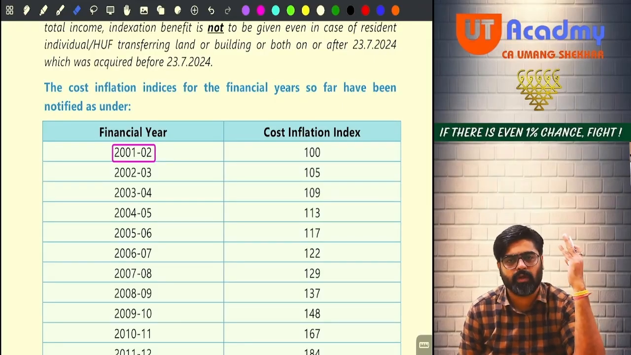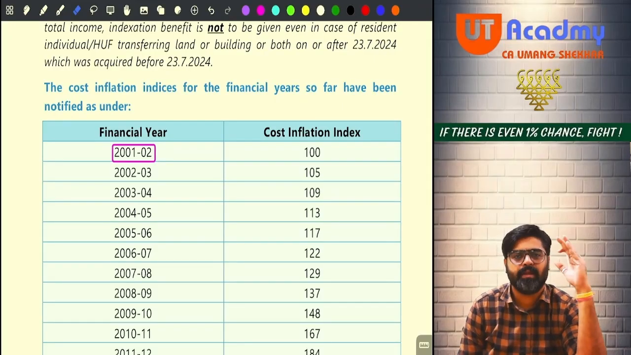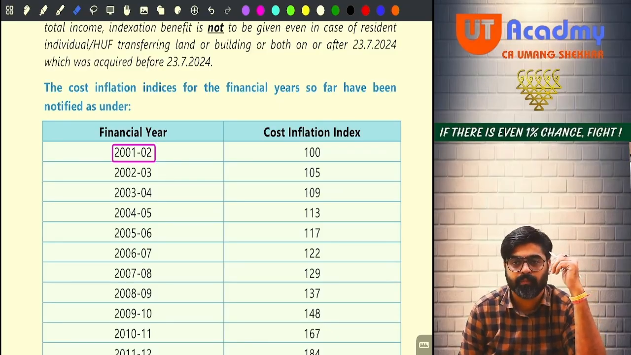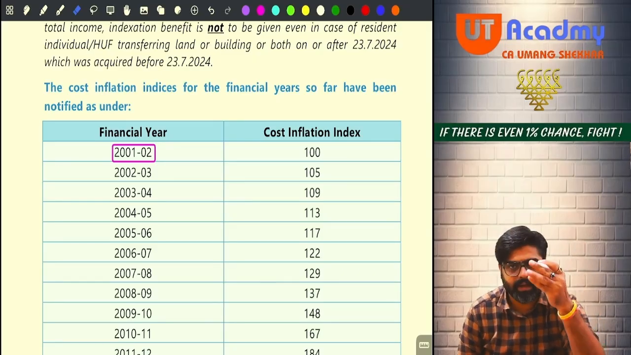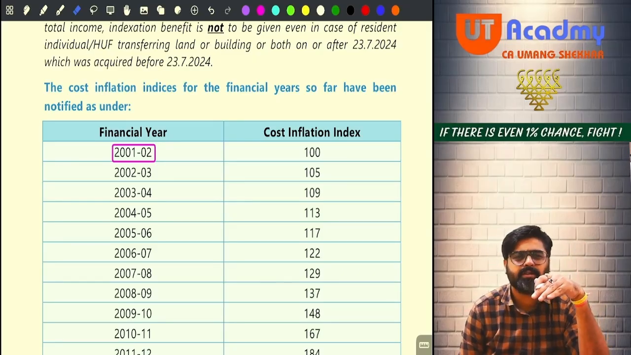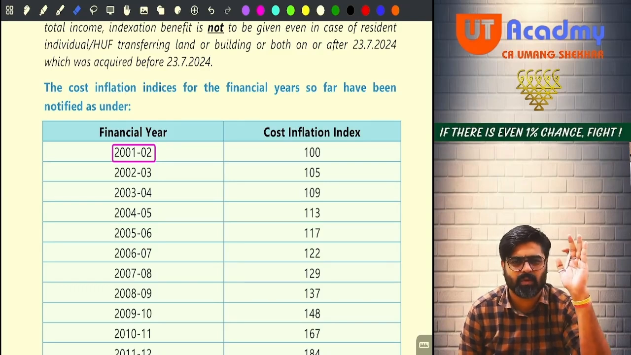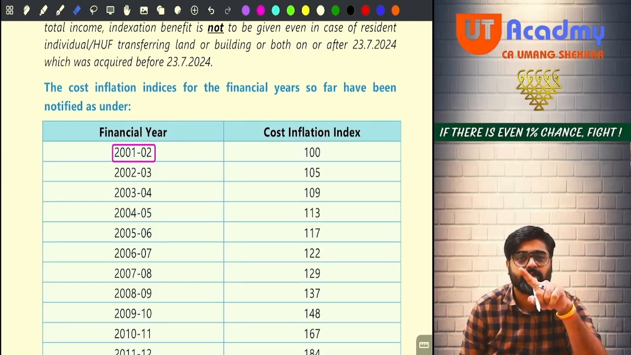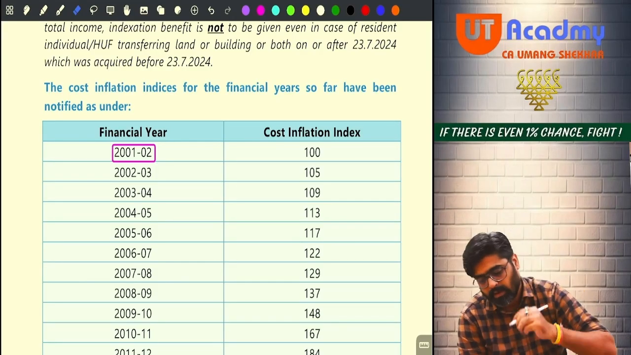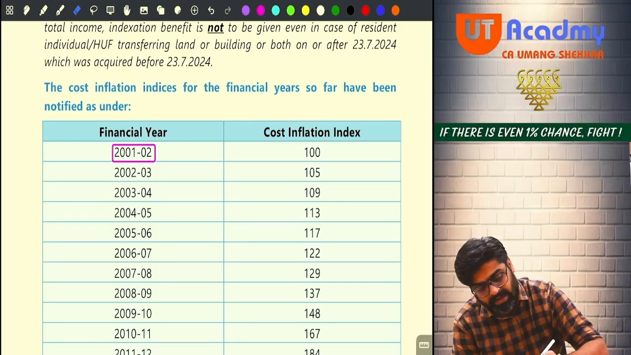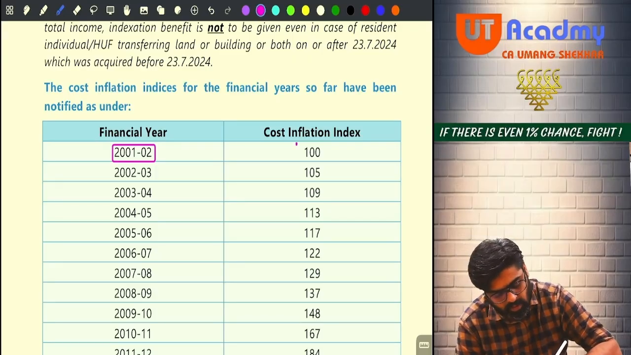See, when we were students, in our time, our base year was different. In our times, it was 81-82. But right now, the government has changed this. Many years ago, this was changed. The base year is now 2001-2002. If you consider base year 2001-2, the CII taken is 100.